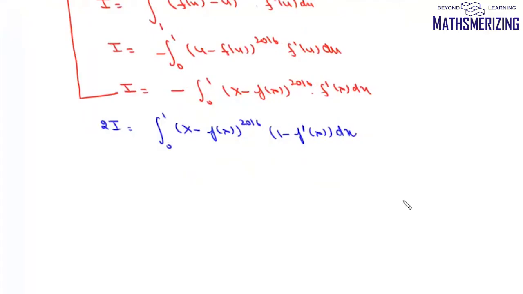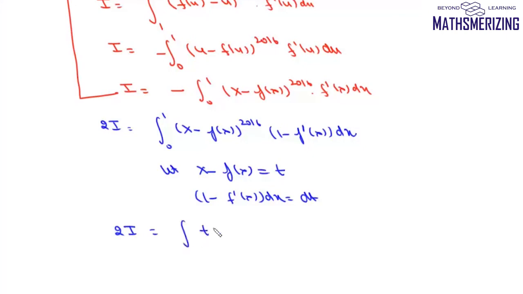Now what we'll do is use substitution. We'll let x minus f(x) be some variable t, then (1 minus f'(x)) dx will be simply dt. So we can write this integral as 2I equals the integral of t to the power 2016 dt, and then we have to write limits also. So it'll be 0 minus f(0), and f(0) is 1. So this lower limit is minus 1, and here it will be this value 1.